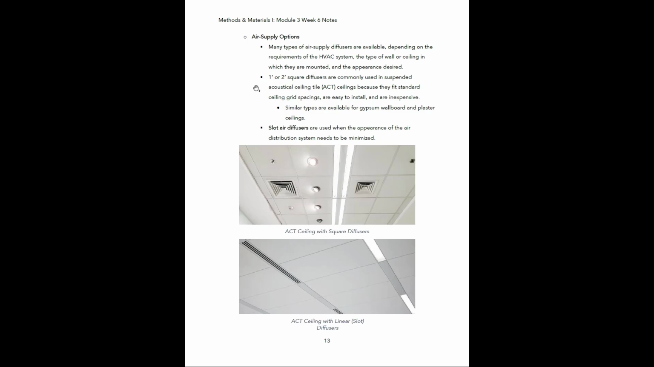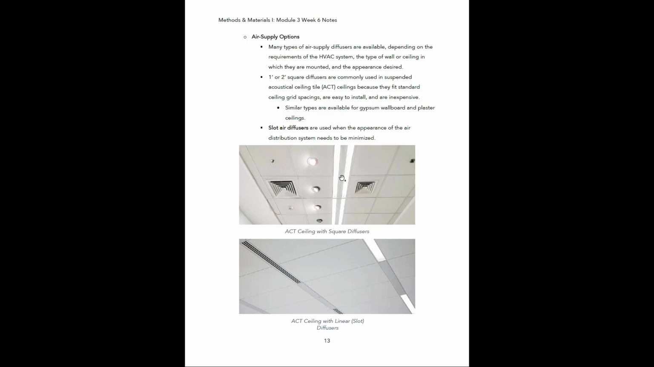So it's going to be common to see 1 foot or 2 foot square diffusers within a suspended acoustical ceiling because they fit the standard ceiling grid spaces. They're easy to install and they're inexpensive. There are also similar types available for gypsum wallboard and plaster ceilings. And then you might also see slot air diffusers, and these are used when the appearance of the air distribution system needs to be minimized.